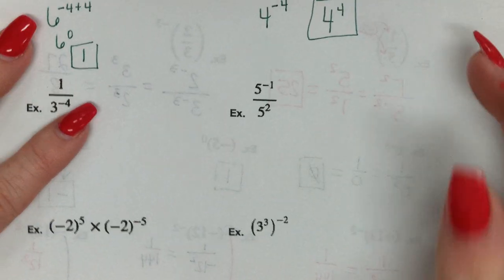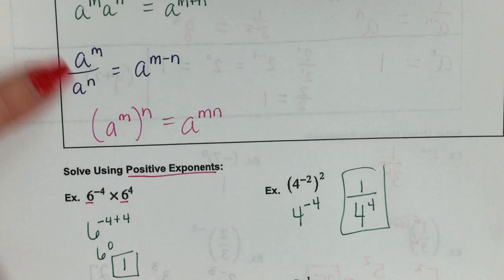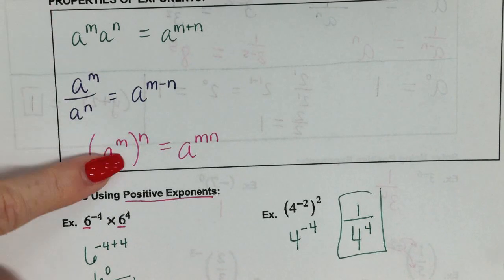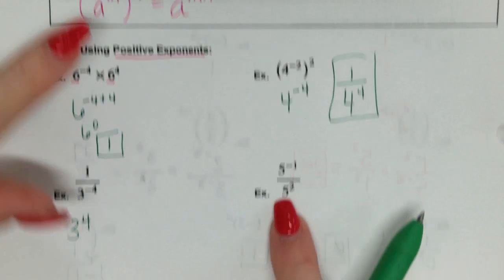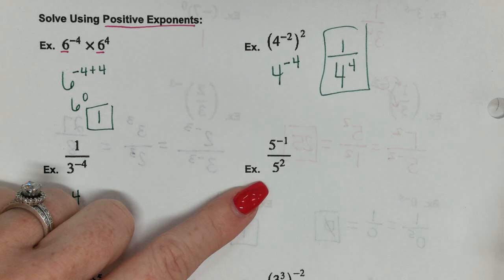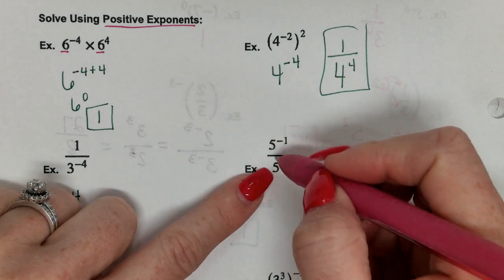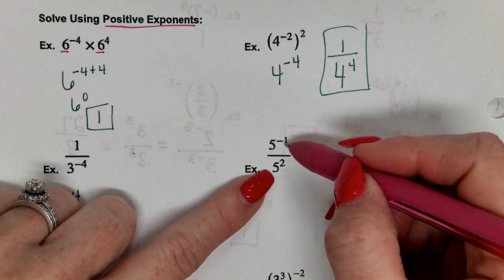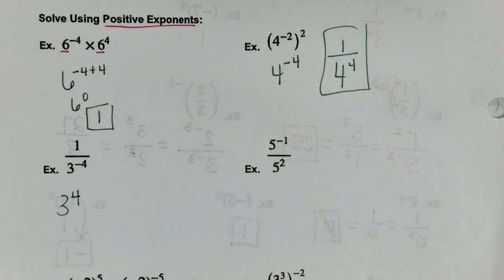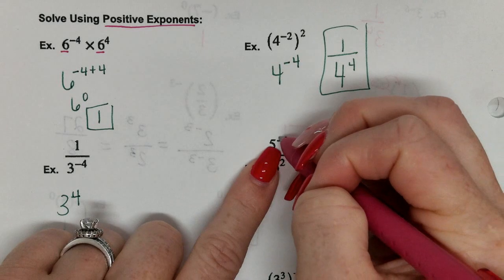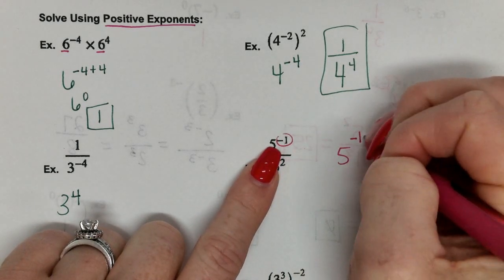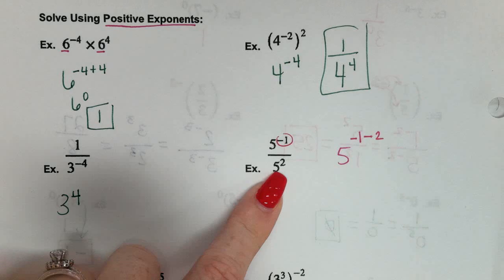Okay, now let's look at this one. Which rule am I going to follow here? Quotient of power. So what am I going to do to the exponents? Subtract. So I keep the base. Are y'all with me? Don't worry about the negative exponent until your answer. Leave them negative, and then once you have your final answer, deal with it. Okay? So I have 5. I'm going to subtract negative 1 minus 2.